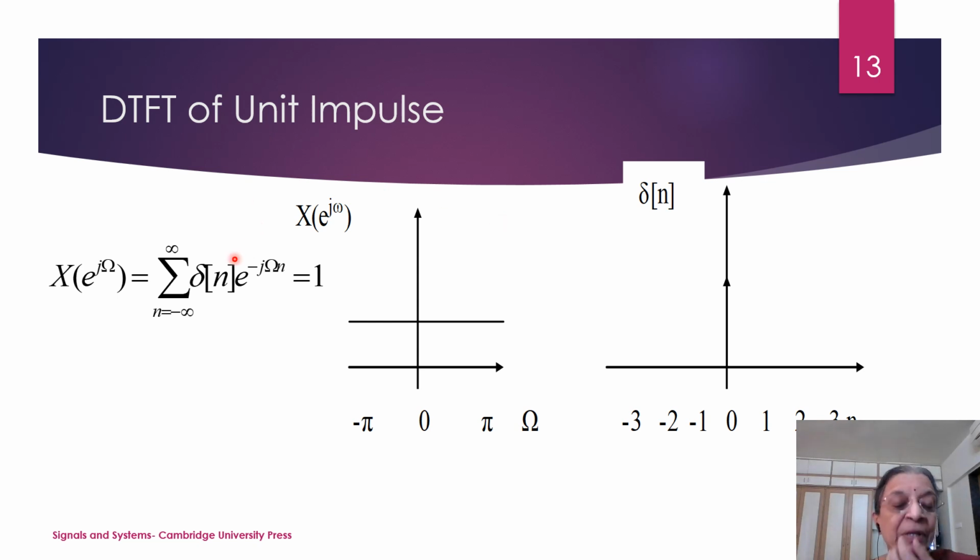Consider the unit impulse. Let us try to find out DTFT of unit impulse. So unit impulse is also a discrete time signal. We just put the corresponding value of delta n in the formula. So X of e raised to j omega is summation n varying from minus infinity to infinity delta n e raised to minus j omega n. So it will be equal to 1. So how would the spectrum look like? It's a constant value for all frequencies, but it will be periodic with period equal to 2 pi. So it's varying between minus pi to plus pi.